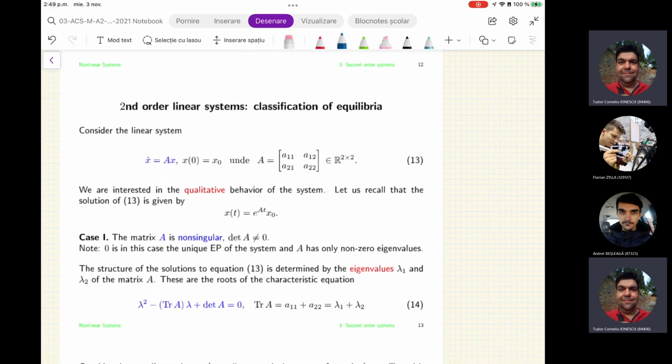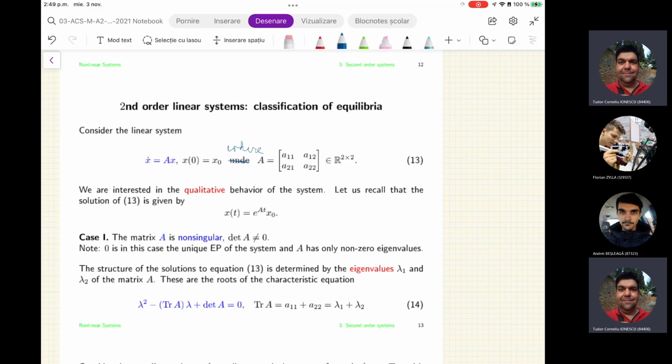How? We are essentially going to study the behavior of the linear system around the origin, and try to see what information we can extract about the behavior of the nonlinear system around the equilibrium point. Hence, we start with a linear system x dot is Ax, with the initial condition x naught is x of 0. The matrix A is a 2 by 2 real matrix.